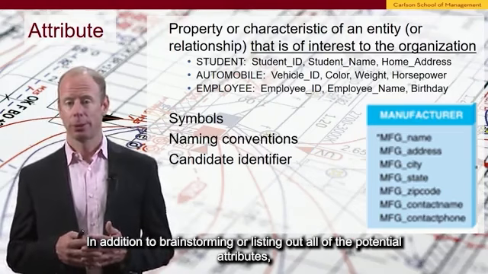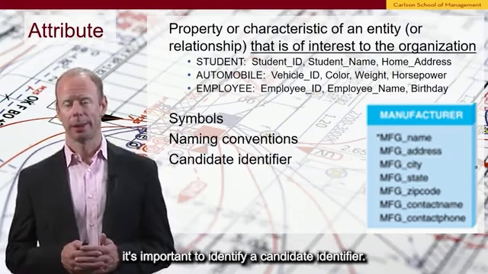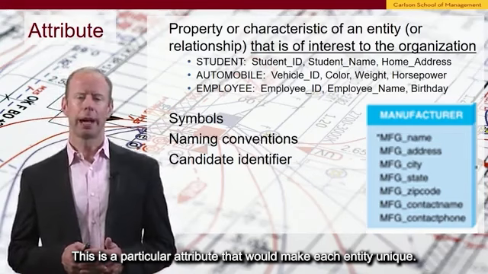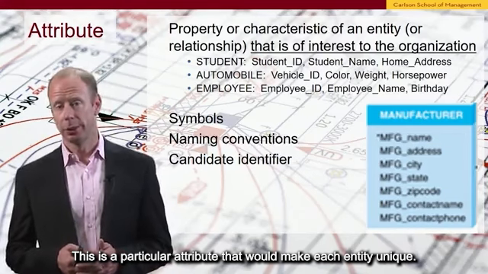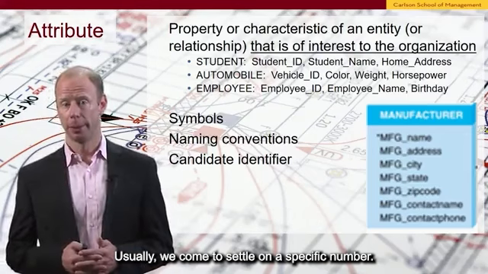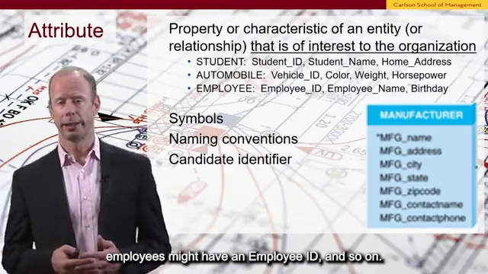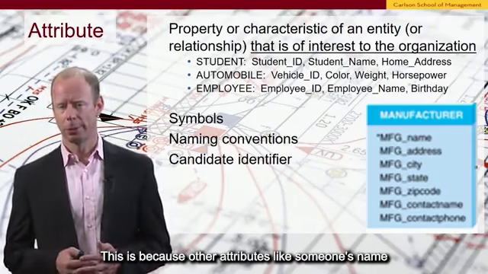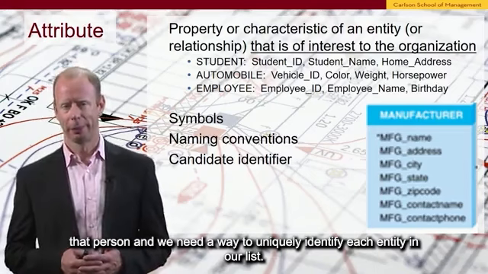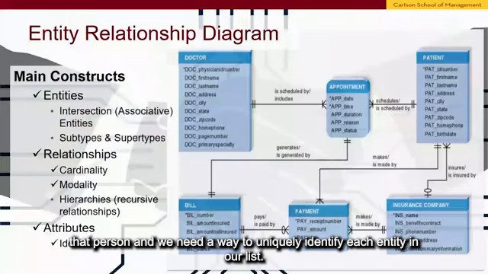In addition to brainstorming or listing out all the potential attributes, it's important to identify a candidate identifier. This is a particular attribute that would make each entity unique. Usually, we come to settle on a specific number. So students might have a student ID, employees might have an employee ID, and so on. This is because other attributes, like someone's name or even address or phone number, aren't unique to that person, and we need a way to uniquely identify each entity in our list.